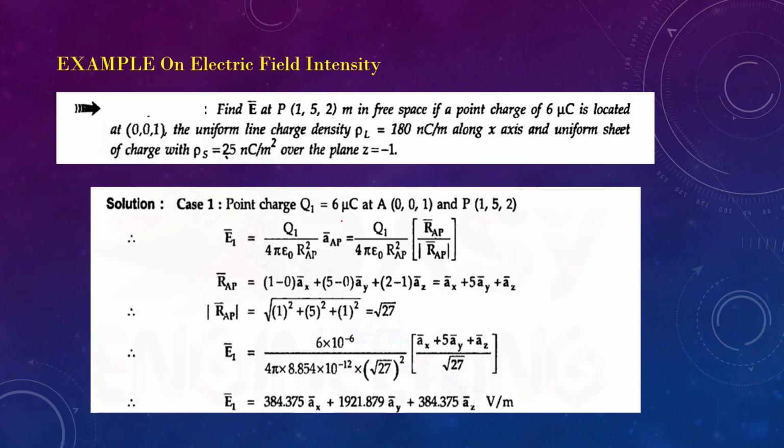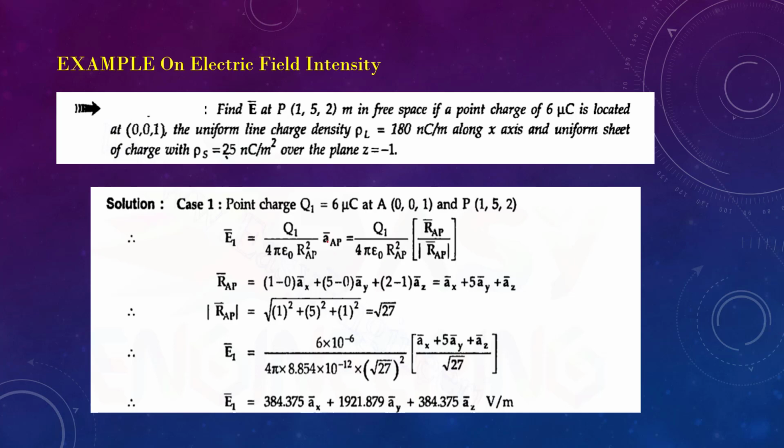So we'll call that intensity E1, and E1 is given by Q1 divided by 4 pi epsilon naught R AP square into A cap AP. This point (0, 0, 1) we have considered as point A. You can use any name. So from A to P we have to go, so we have to find this distance vector R AP and its unit vector A cap AP. We will find it one by one.